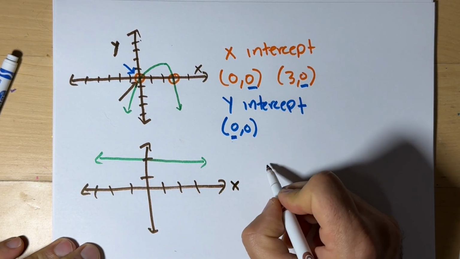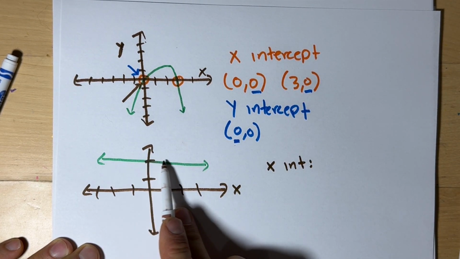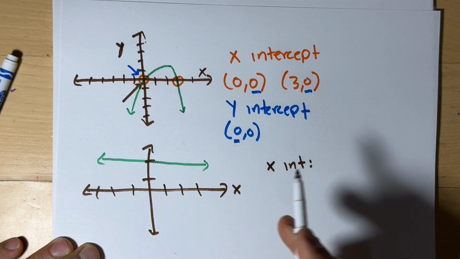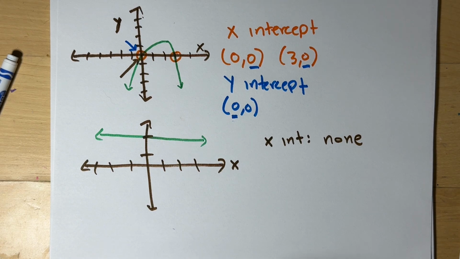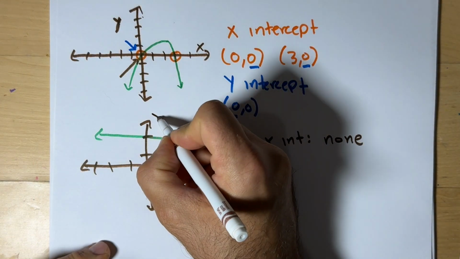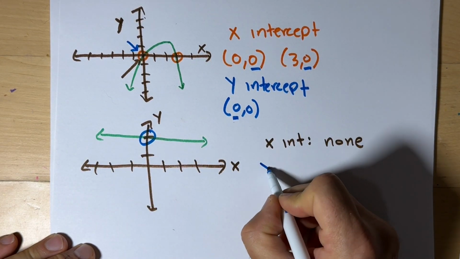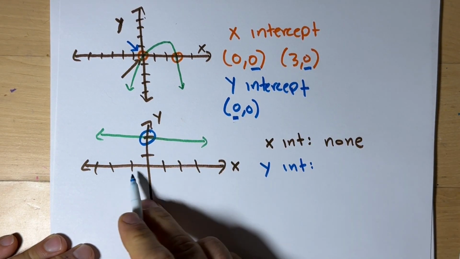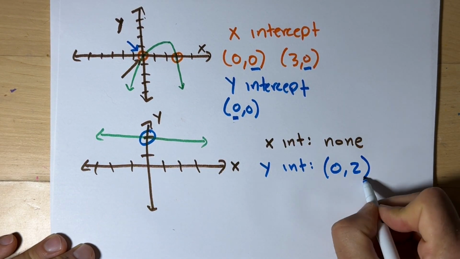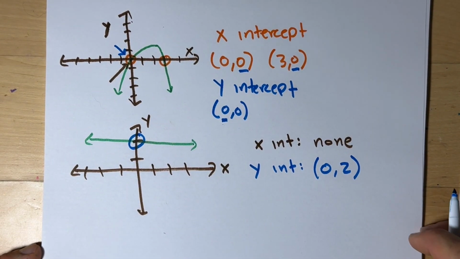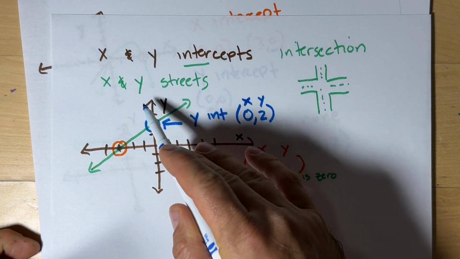So do I have an x-intercept here? Nothing is crossing X street, assuming we're going horizontally left and right. So we have none. How about y-intercept? Well, we're crossing Y Street, and we're crossing Y Street right here. Left and right 0, x is 0, up 2. Our x-intercept and our y-intercept are really where we cross X Street and where we cross Y Street.